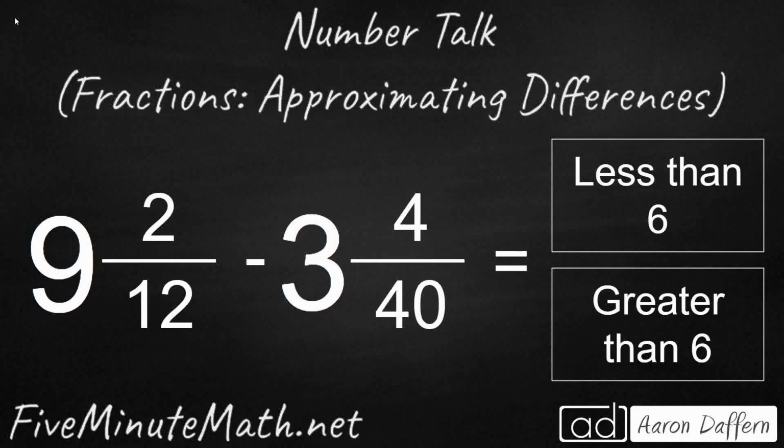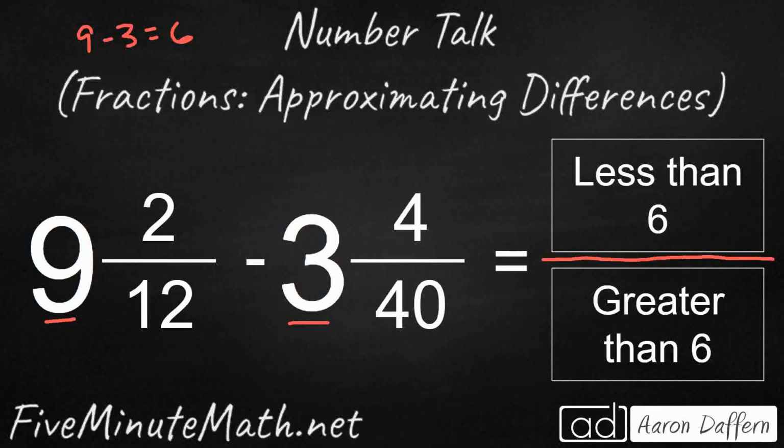Today, for our number talk, we are looking at these two mixed numbers and approximating the difference, trying to figure out if it's going to be less than 6 or greater than 6. So, hopefully, we are looking at our whole numbers and thinking, well, if I just wanted to look at the whole numbers, I'm going to get 9 minus 3. So, 9 minus 3 is going to be 6, which is right in between the less than 6 and the greater than 6. So really, I need to evaluate these fractions.